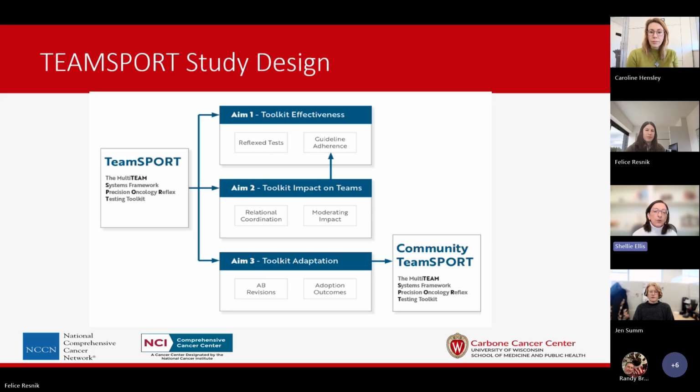But at the same time, we're working to adapt this toolkit for community settings so that rural communities can also take part in this. So I want to mention that that's an ongoing study that I'm doing right now, and I would be interested in folks who are interested in this type of work as we think about how we scale this up to Wisconsin communities, but also across the nation. So next slide.